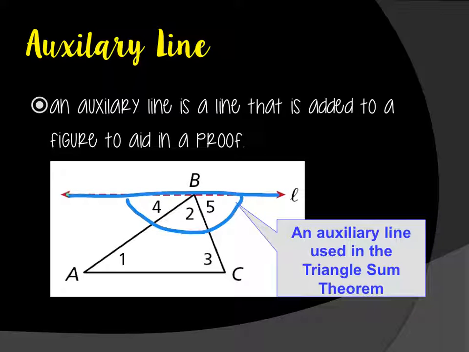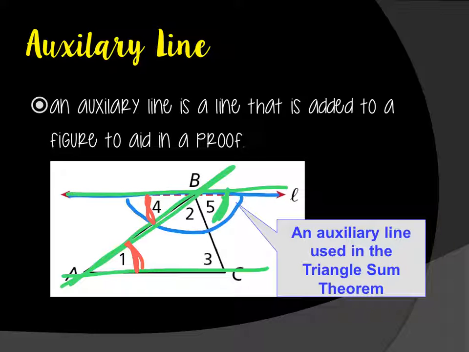Now, if you think about what you know about parallel lines and special angles, what's true about 4 and 1? Alternate interior. And if those lines are parallel, what's true about alternate interior angles? They're congruent. Good. How about 5 and 3? They're also alternate interior angles, and they're congruent. So this is where the proof gets proven.